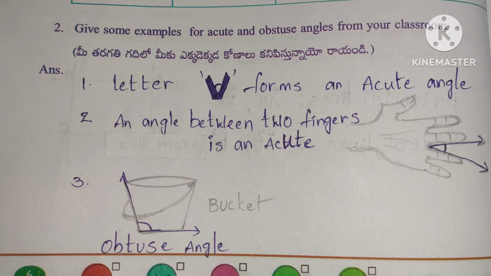Next, second question, give some examples of acute and obtuse angles from your classroom. Before going to the solution, we have to know about the acute angle and obtuse angle. Acute angle means less than 90 degrees. Obtuse means greater than 90 degrees. So first one, the letter V forms an acute angle. And second one, the angle between two fingers is an acute angle. Third one, the angle between adjacent sides of the bucket is an obtuse angle.